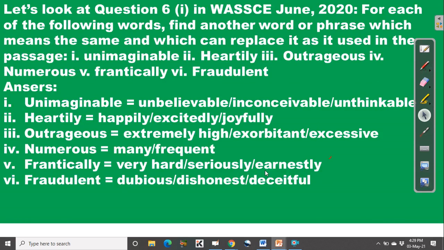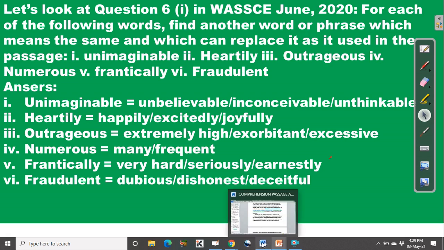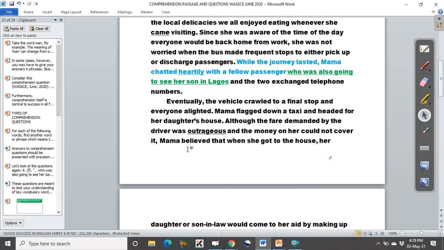Now, let's look at question 6i in the WAEC comprehension question of June 2020. For each of the following words, find another word or phrase which means the same and which can replace it as it is used in the passage: i, unimaginable; ii, heartily; iii, outrageous; iv, numerous; v, frantically; and vi, fraudulent. Now, let's head to the passage once again and look at these words before we really conclude.